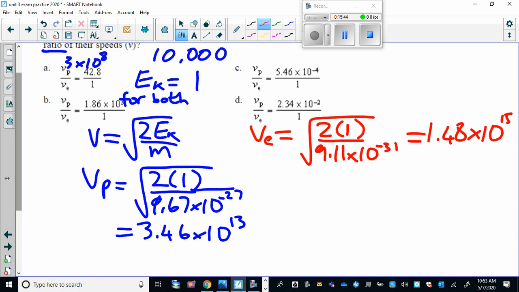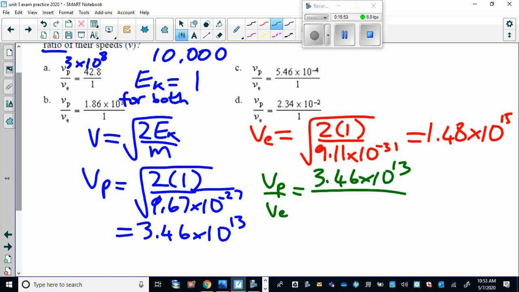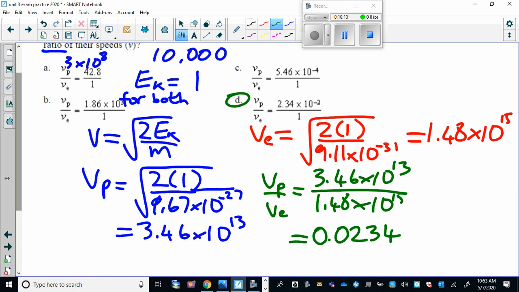Okay, but they want the ratio. So then the ratio, Vp on top, Ve on the bottom, equals 3.46 times 10 to the 13 divided by 1.48 times 10 to the 15, and you divide those, and you are going to get 0.0234, which is the answer. Which answer is that? There it is right there, 0.234 times 10 to the negative 2.